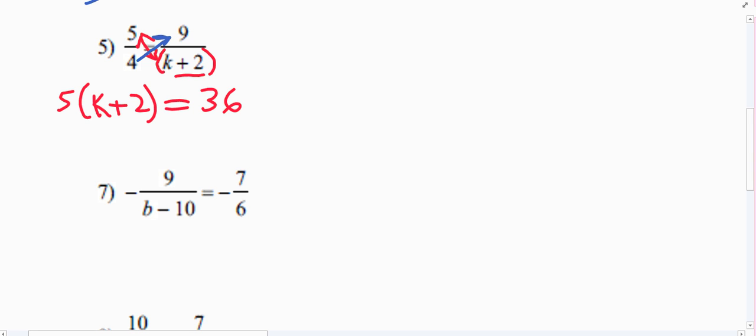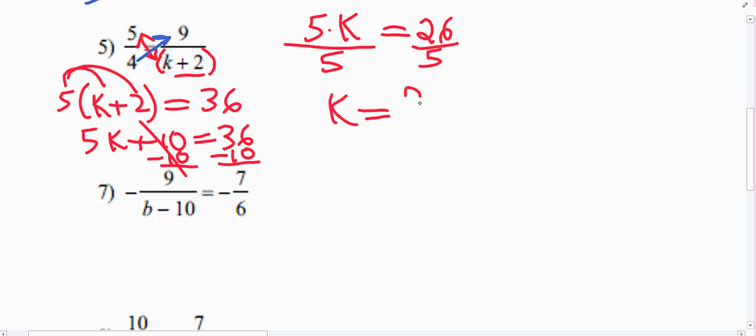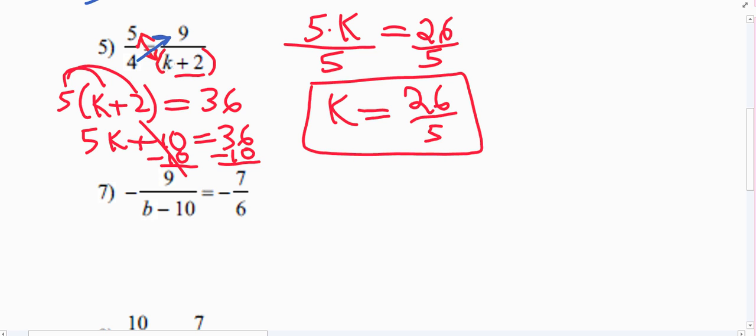And now what we're going to do is go ahead and distribute, and we're going to get 5 times k plus 10 equals 36. And we're going to subtract 10 from both sides, and we'd get 36 minus 10 is 26. 10 minus 10 is 0, so we have 5k. And divide by 5 to get rid of that, and we get k is equal to 26/5, which we'll leave just the way it is. Alright, let's move on to number 7.